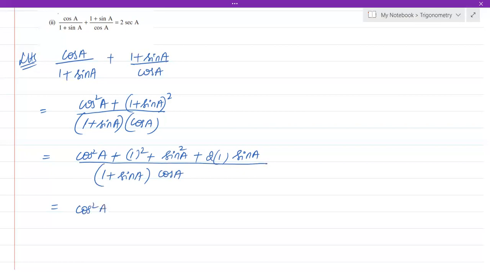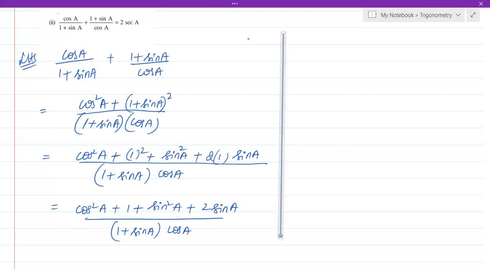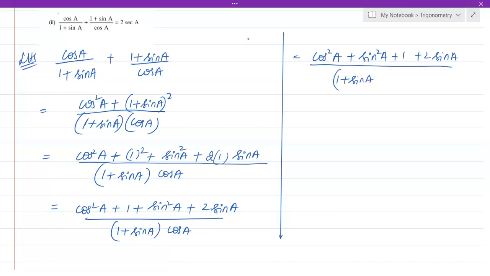Cos square A, 1 square is 1, plus sin square A is sin square A itself, plus 2 into 1 into sine A is 2 sine A, divided by 1 plus sine A into cos A. Now, let's rearrange the numerator a bit. Cos square A, after cos square A, let's write sine square A. Cos square A plus sine square A plus 1 plus 2 sine A. The denominator as it is, 1 plus sine A into cos A.